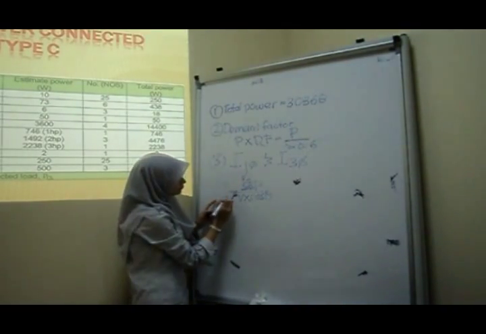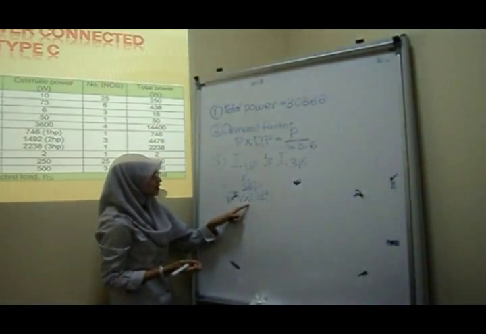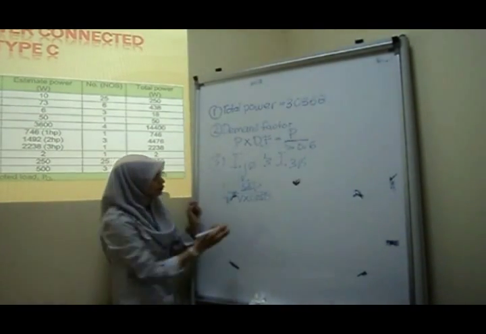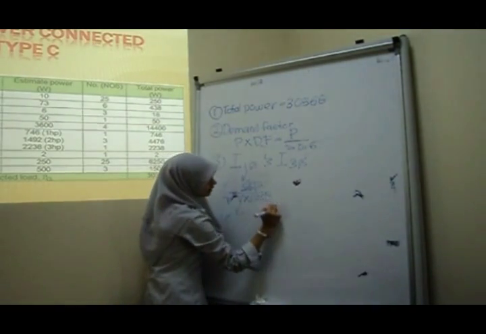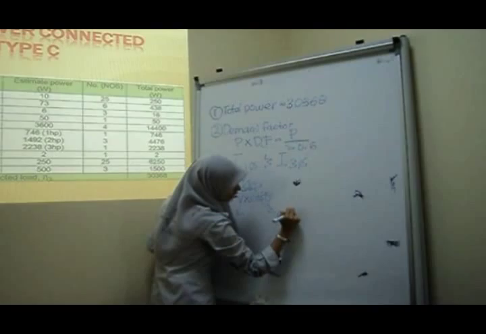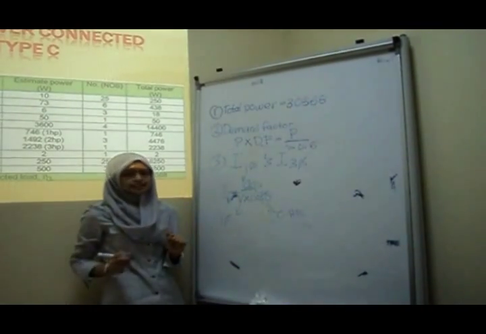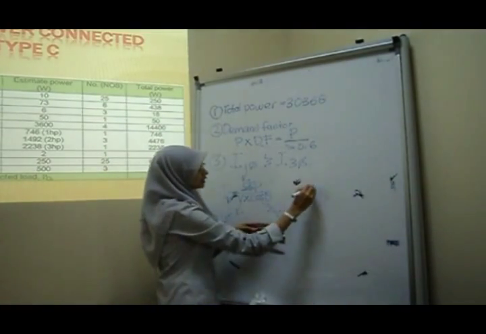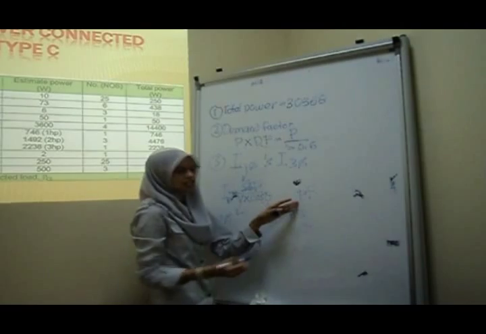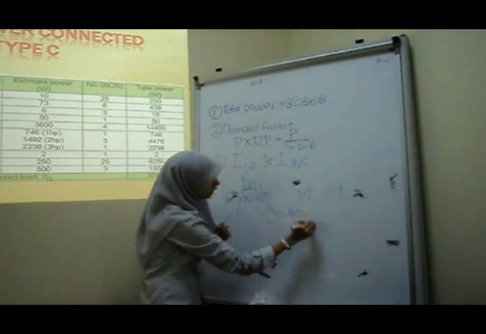For the one-phase current, V times cos theta, where cos theta is 0.85, which is the power factor provided by TNB. The maximum power factor provided by TNB is 0.9, so we just choose 0.85.